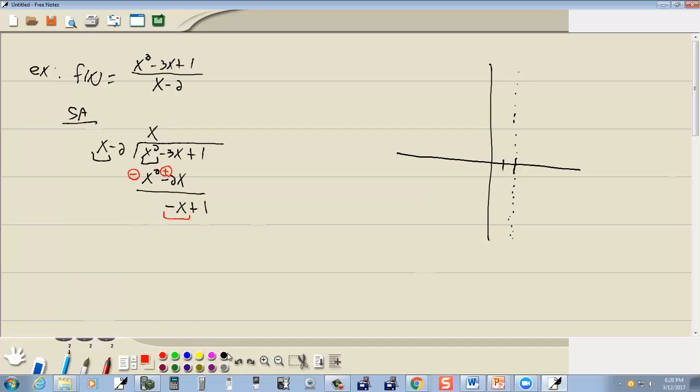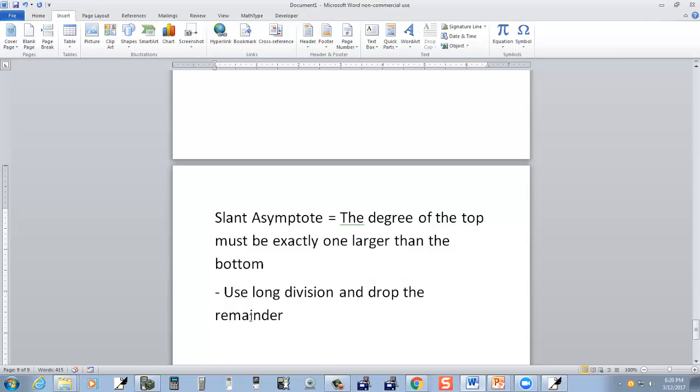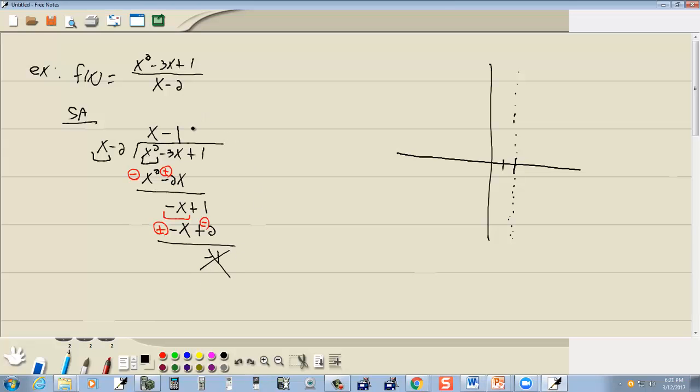And then you look at the first term of each side, what goes up on top. You ask yourself what times x gives you negative x, and that's negative 1. Now, whatever you put up on top, you multiply by what's up in front. Negative 1 times x is negative x. Negative 1 times negative 2 is a positive 2. Subtract that, which means flip signs. Negative x plus x cancels. 1 minus 2 is negative 1. And drop the remainder. This is your remainder, so that goes away. So your slant asymptote is y is equal to x minus 1.